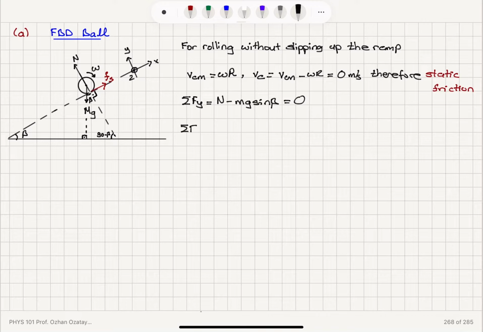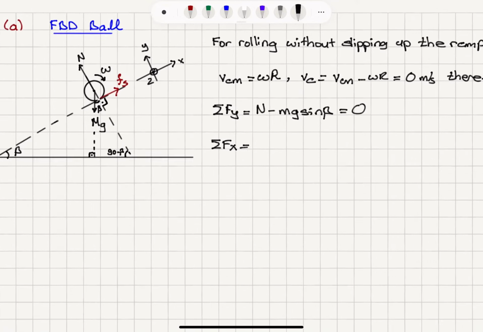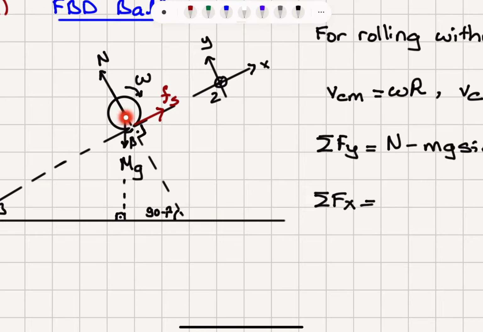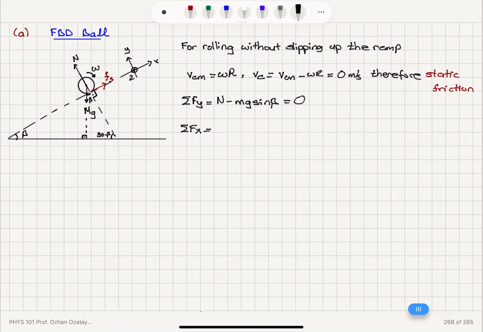The net force on the x-axis is basically the component of mg pointing down, minus mg sine beta i hat, plus Fs i hat. So we have two contributions. One contribution from the component of the weight on the x-axis, mg sine beta, and minus the static friction Fs is equal to mass times the center of mass acceleration. So I'm assuming that the center of mass acceleration would be pointing down.